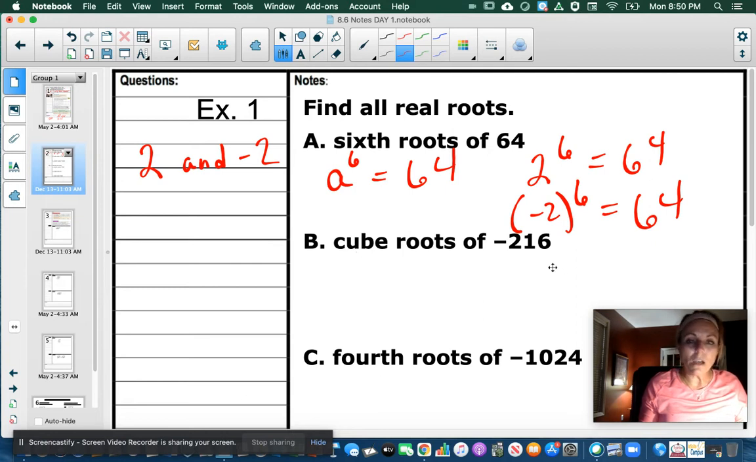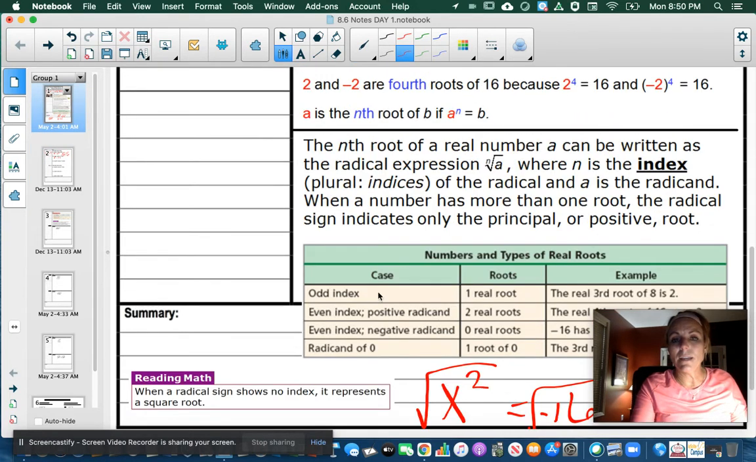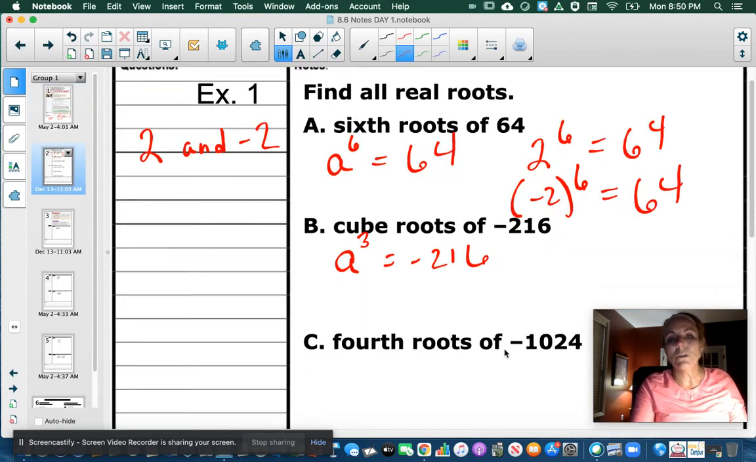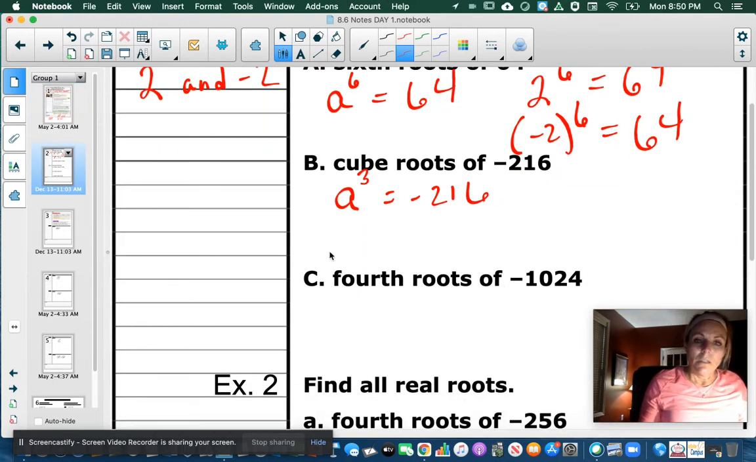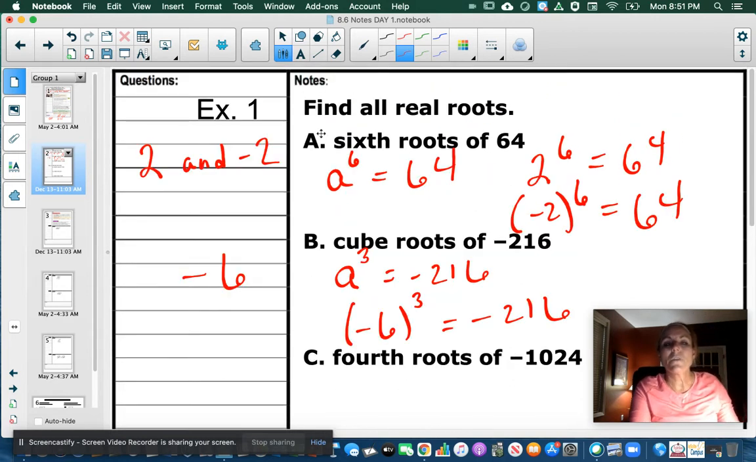The cube root of -216 basically is saying what number to the 3rd power is -216. When we have an odd index, let's go back, odd index, we're going to have 1 real root. And so we know that -6 to the 3rd power is -216. So the real root here is -6. And that's what we're finding, all the real roots: in the first, 2 and -2, and in this example, -6.